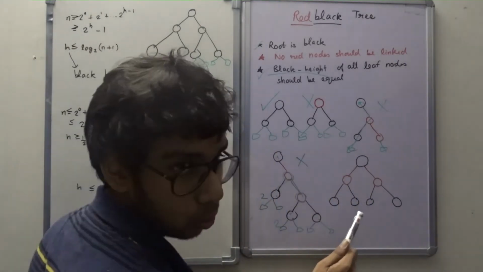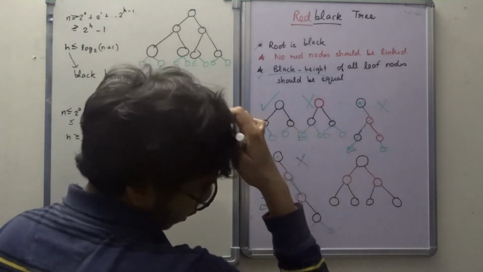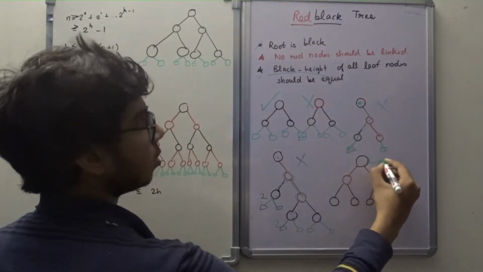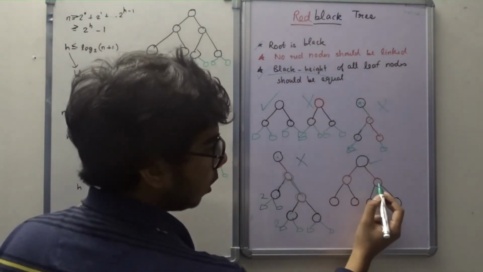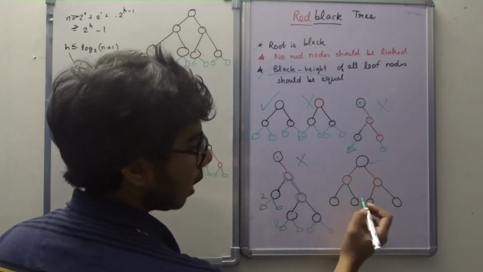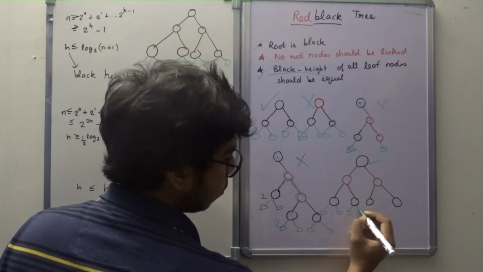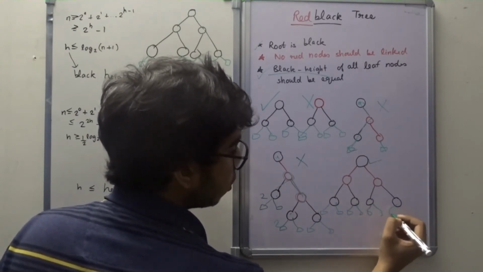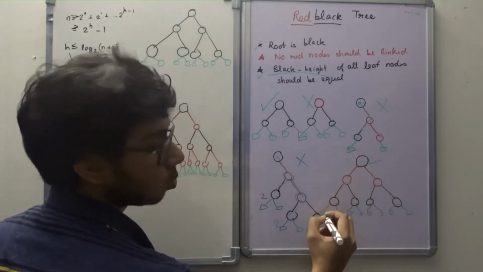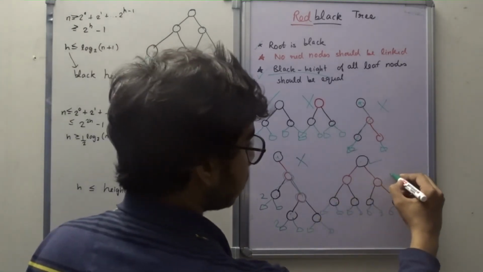And finally, when we move to this tree, it satisfies all these properties. The root is black. The red nodes are not linked to each other. Each has a black parent and black children. And also, if we look at all the external leaf nodes, all of them have the same black depth, 1, 2, all of them. So this is a red-black tree.